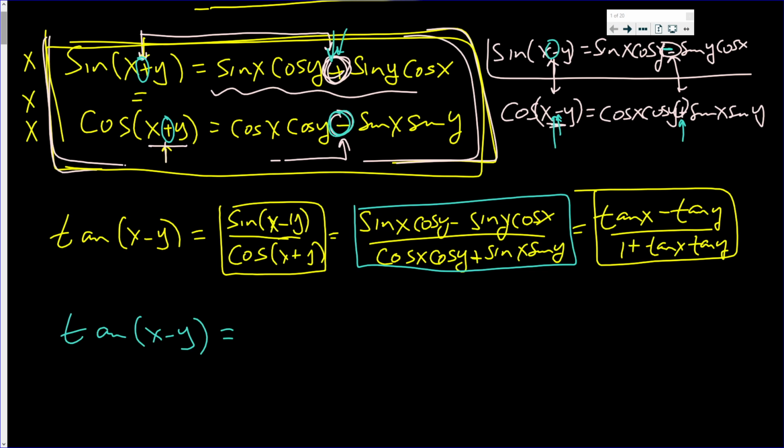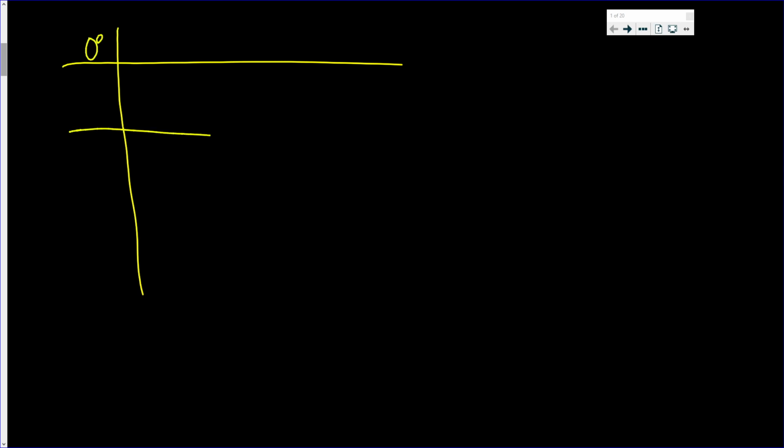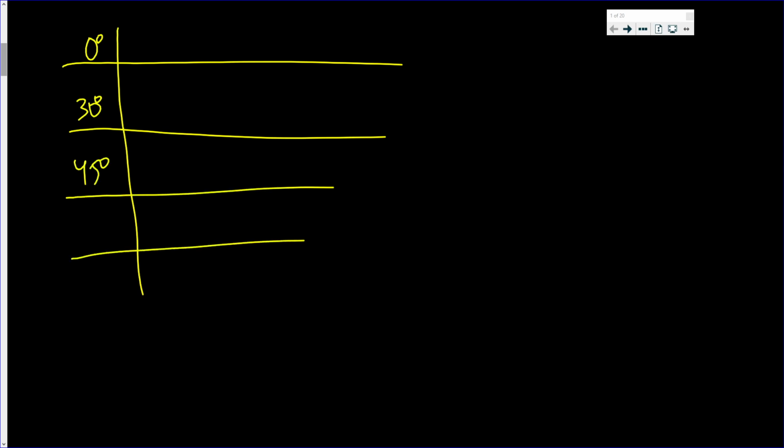Now, what you need to know is the following. You should know this table. 0 degrees, well, we'll come back to 0. 30 degrees, 45 degrees, and 60 degrees. What other angles have those as reference angles? Let's look at 30 degrees.